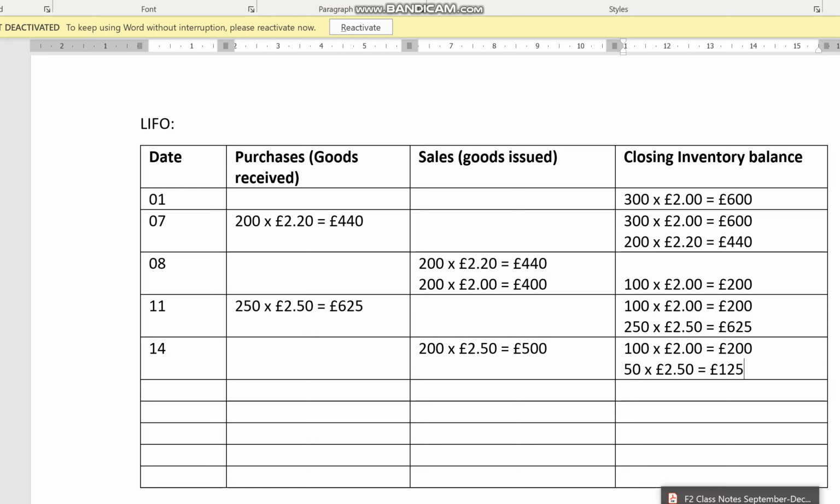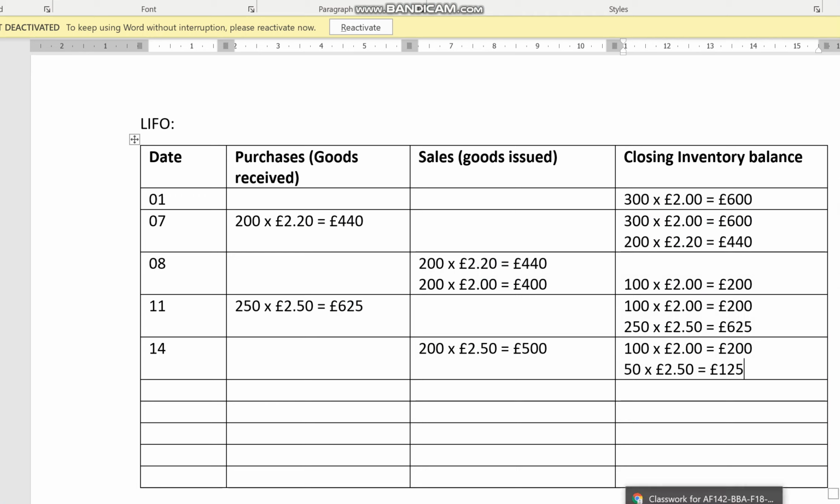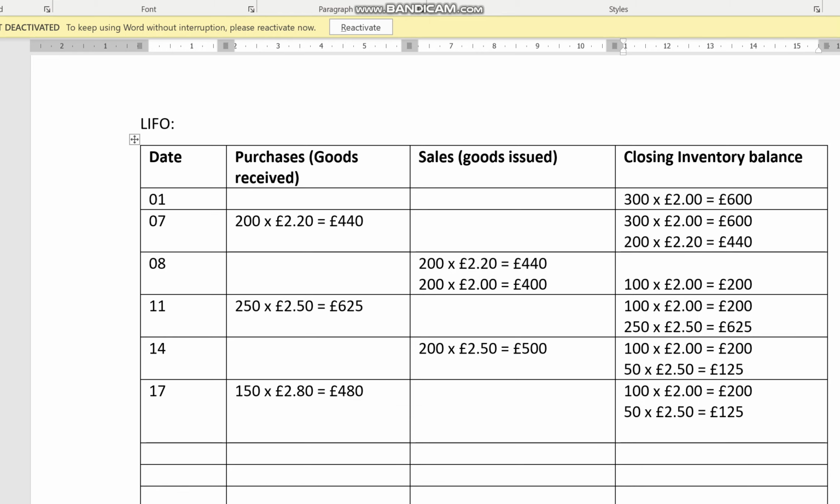Okay. Then they purchased on the 17th 150 units. So we can update the inventory. Now we have three types of inventories in our balance. You can see here, we have now got three types of inventories in the balance.